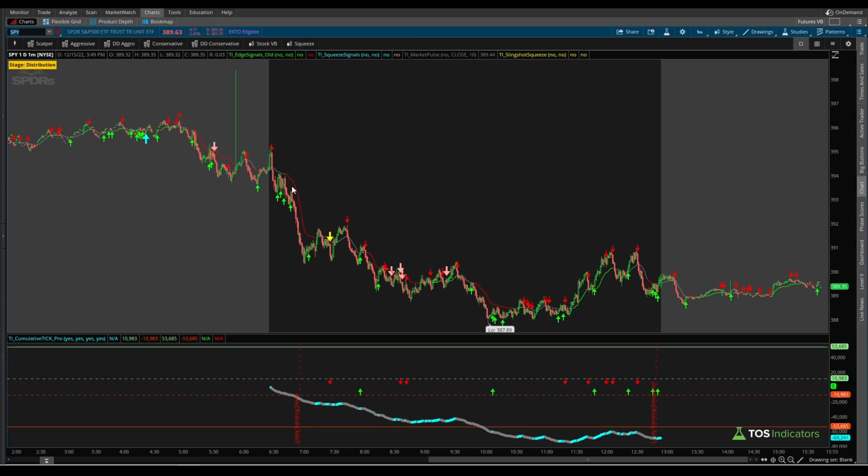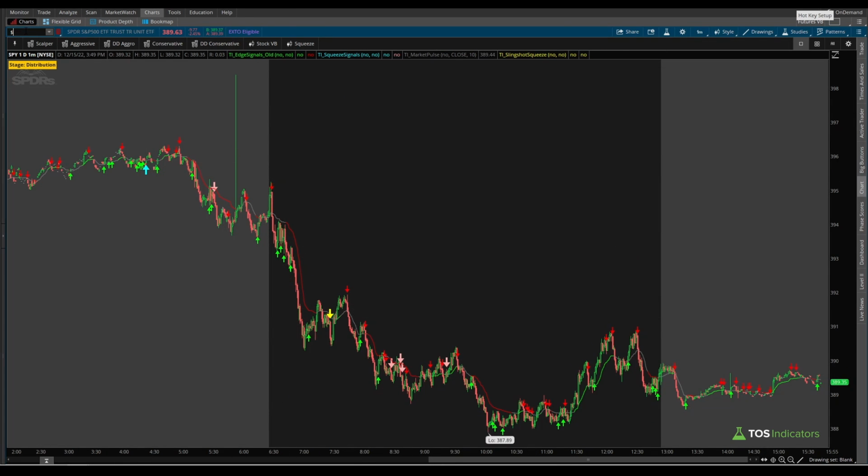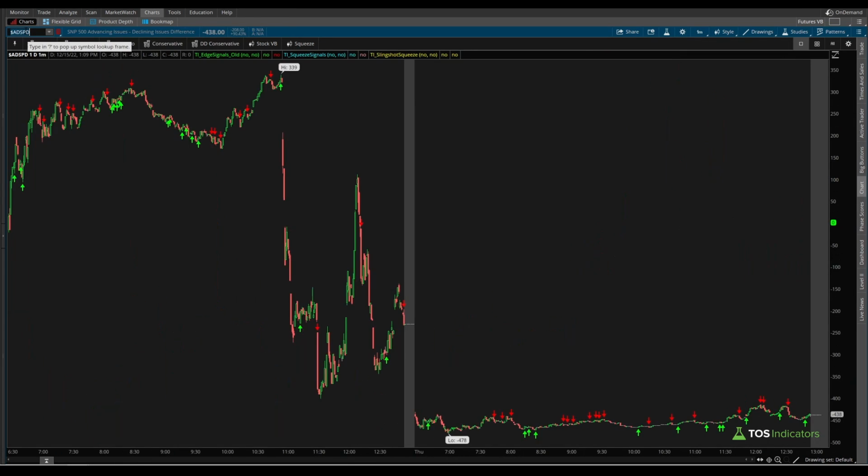So right off the bat, in terms of takeaways, tick struggled to break above 0 in the first 30 minutes, the cumulative tick trending downwards, and our cumulative tick pro indicator is also giving us an early heads up sign that, hey, today's likely to be a trending down day. Now, the last thing we can take a look at with regards to market internals is the advanced decline spread.